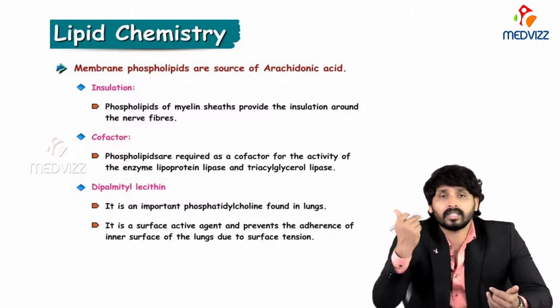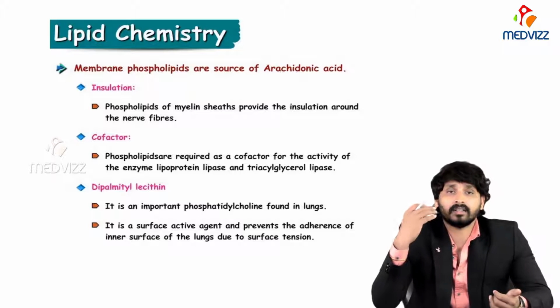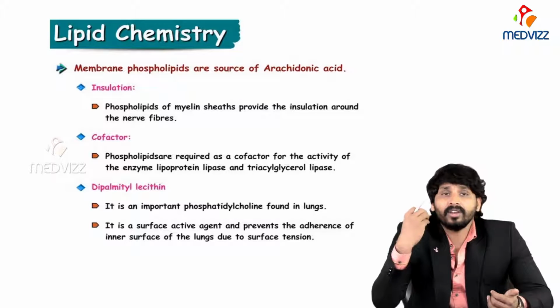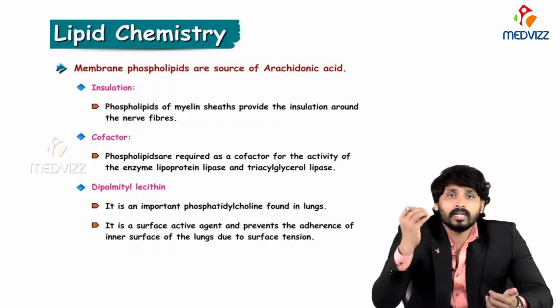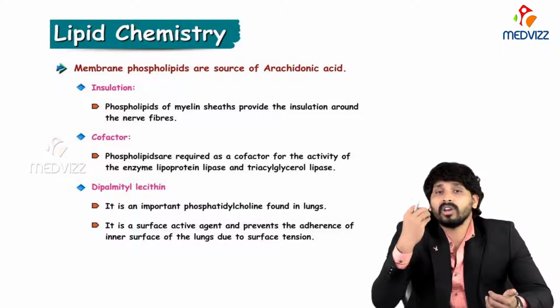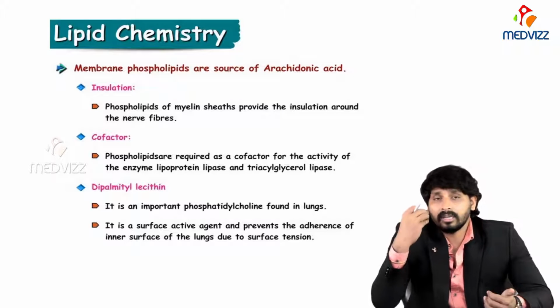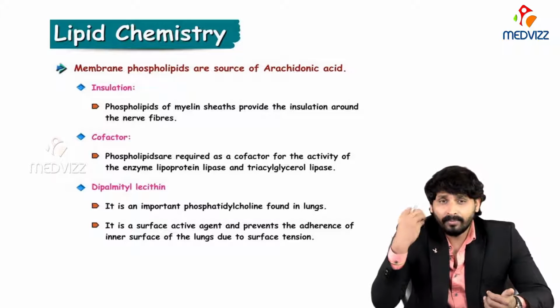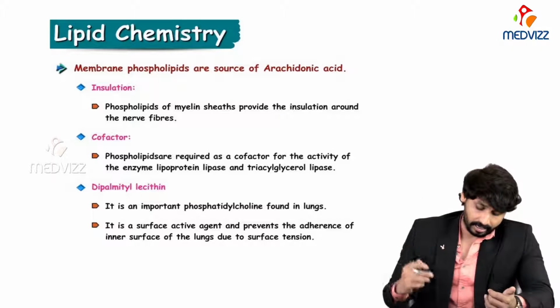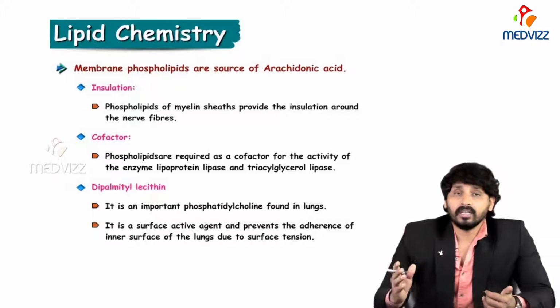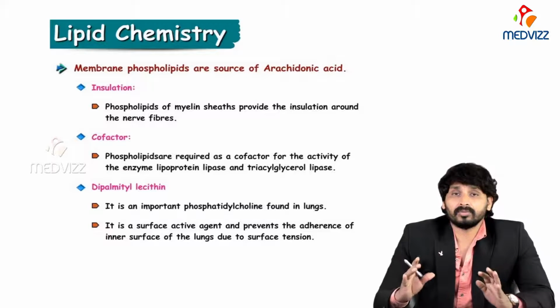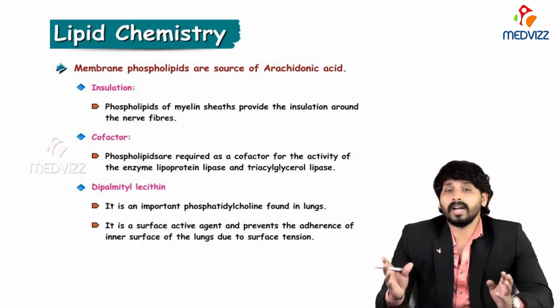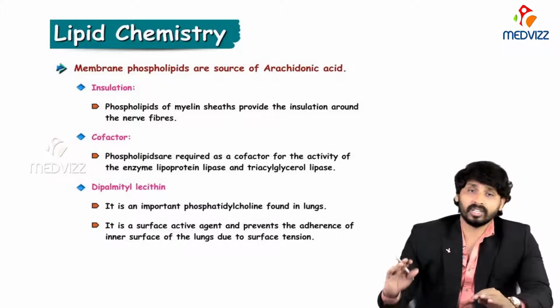And dipalmityl lecithin. Just now we discussed lecithin; dipalmityl lecithin acts as a lung surfactant. It is found in the alveoli of the lungs. The main function of dipalmityl lecithin is preventing the collapse of the lungs, by decreasing the surface tension in the alveoli.